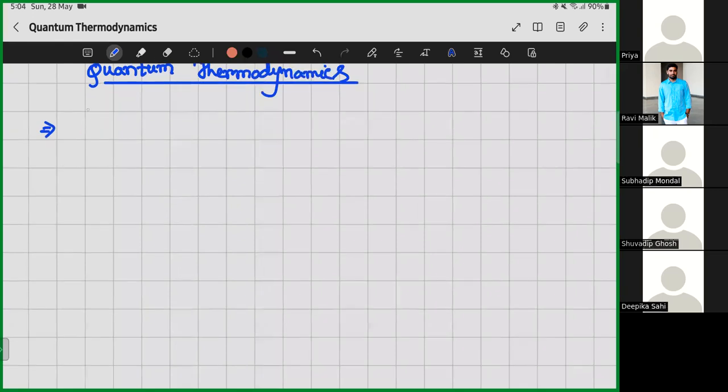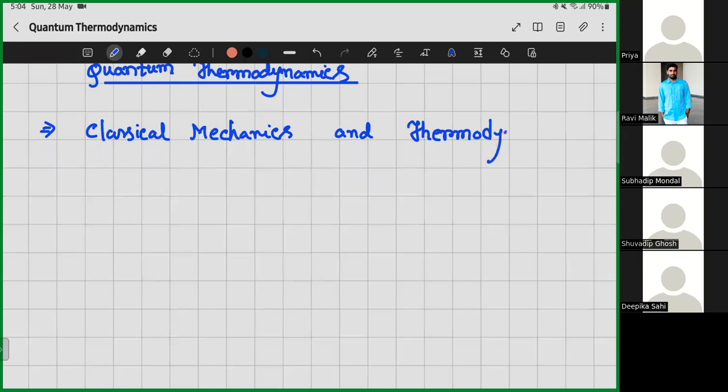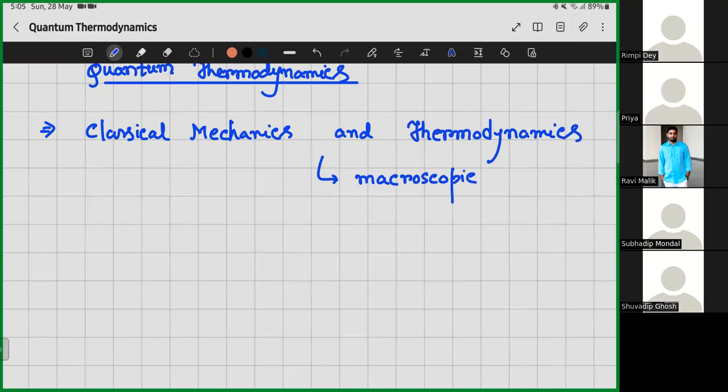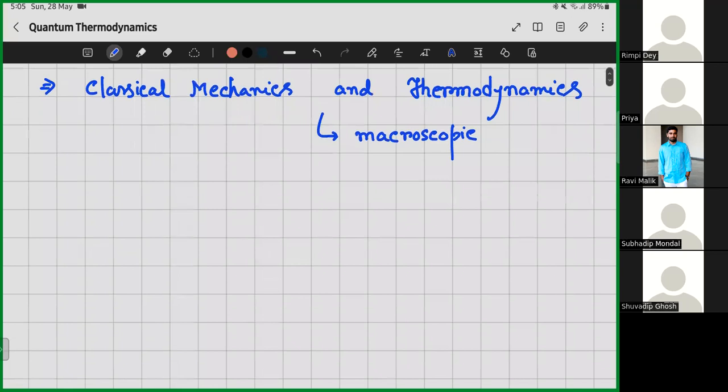Basically, overall classical mechanics, we can think like this: classical mechanics and thermodynamics. These are the two basic things we use, which usually explain our macroscopic world. For the macroscopic system, we can get an idea using these two, classical mechanics and thermodynamics. But for the microscopic system, the microscopic world, we study quantum mechanics.